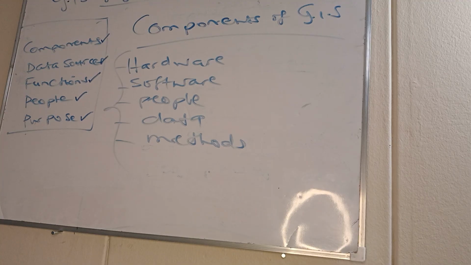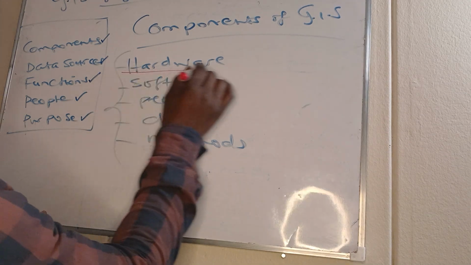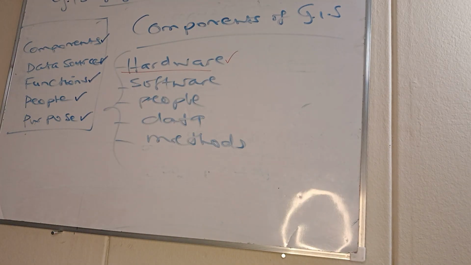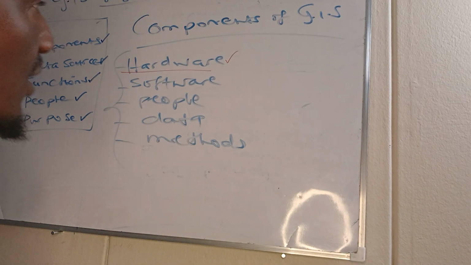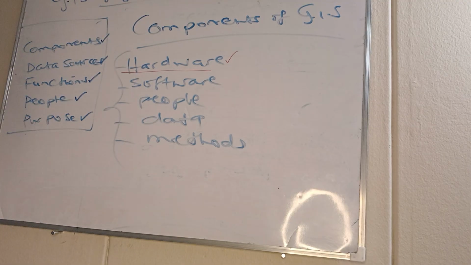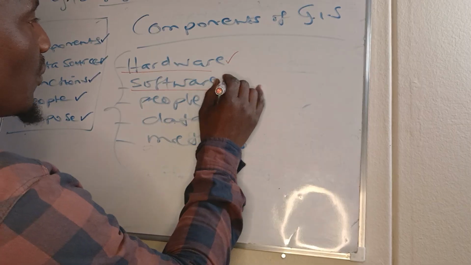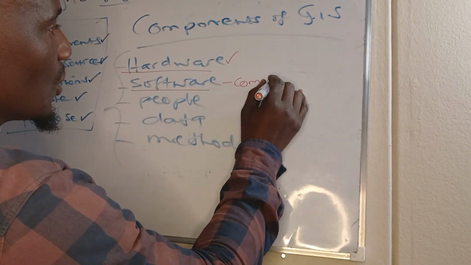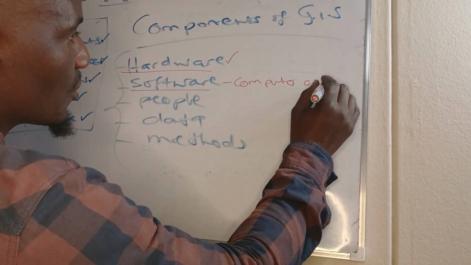We have basically 5 components. The first component is hardware. This is our first component. Think of the computer itself, think of the CPU, think of the mouse, that's part of your hardware. Of course, we have got the software, which are computer applications.